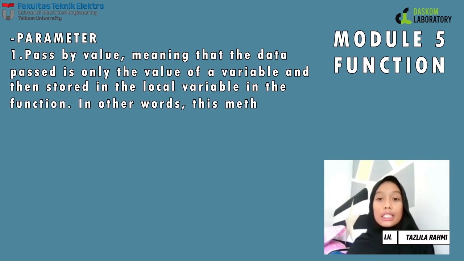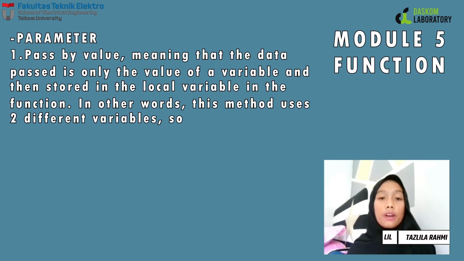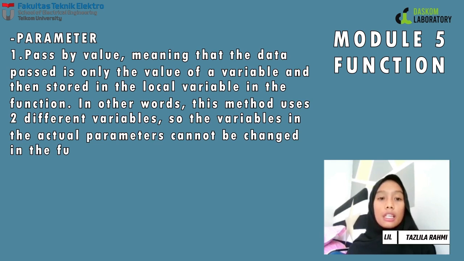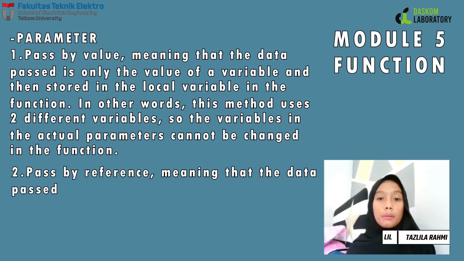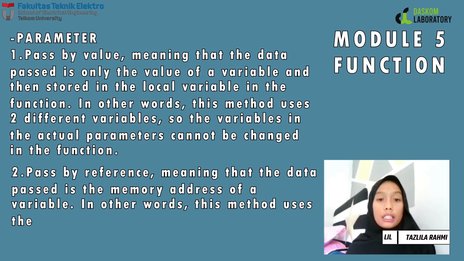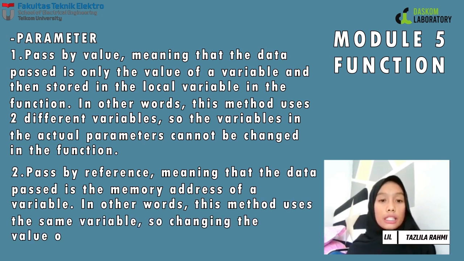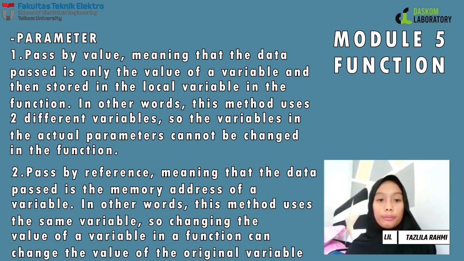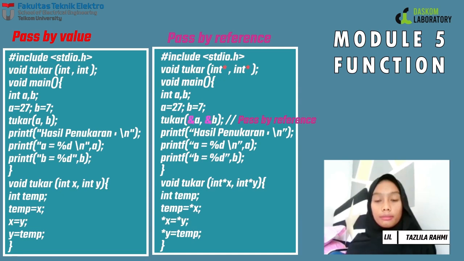In other words, this method uses two different variables, so the variables in the actual parameters cannot be changed in the function. 2. Pass by reference, meaning that the data passed is the memory address of the variable. In other words, this method uses the same variable, so changing the value of a variable in a function can change the value of the original variable. From the example, we know that pass by reference uses asterisk and ampersand to call the function.